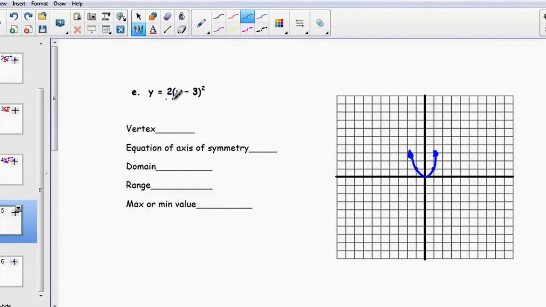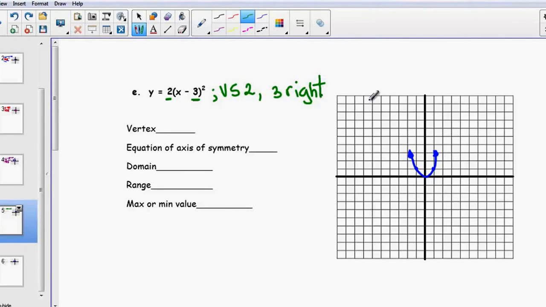Next function is 2 times x minus 3 squared. So we have an a value of 2, which means the function is vertically stretched, and an h value of 3, which means the parabola shifts 3 units to the right. So let's draw the function. We have to stretch the function, so for every increase in x, we go 2 units up along the y-axis, and in green we have the new function.